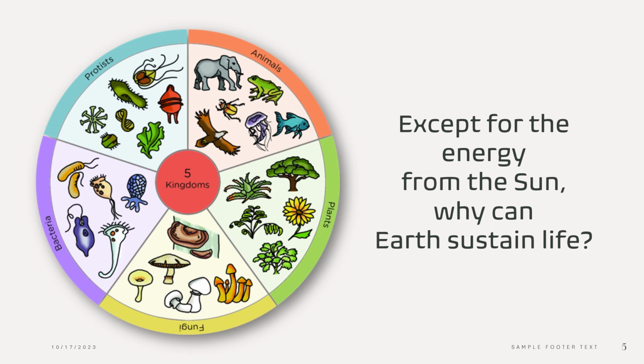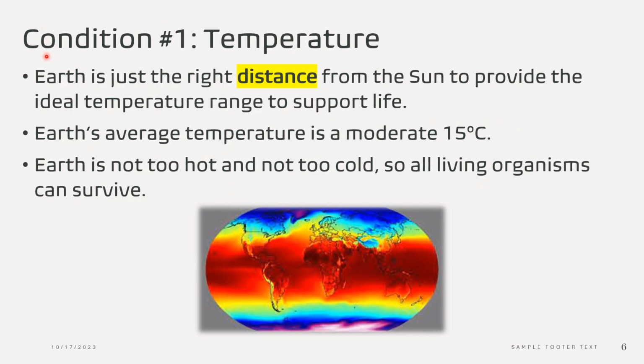So let us look at the first condition. The first condition for Earth to be able to support life is the perfect temperature. The Earth is just the right distance from the sun. We've just said that the Earth is the 3rd planet from the sun. So the Earth is not very close to the sun, but it's also not very far away from the sun. So that means that the Earth has the ideal temperature range to support life.